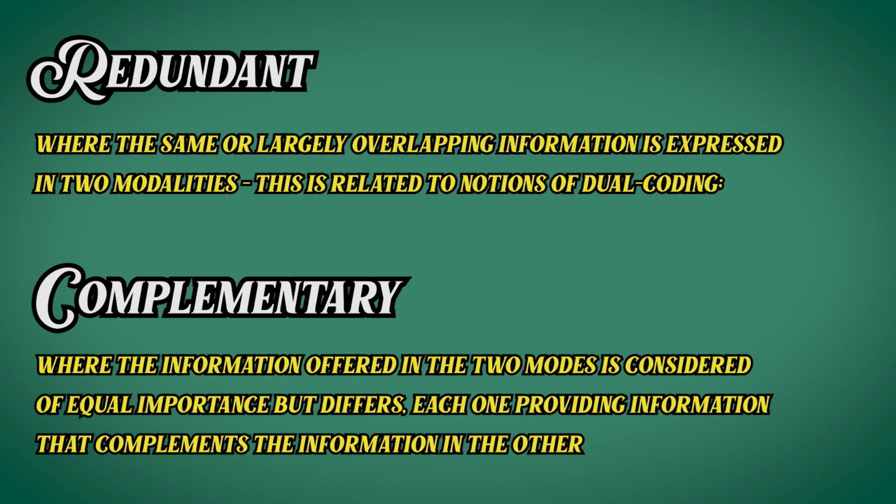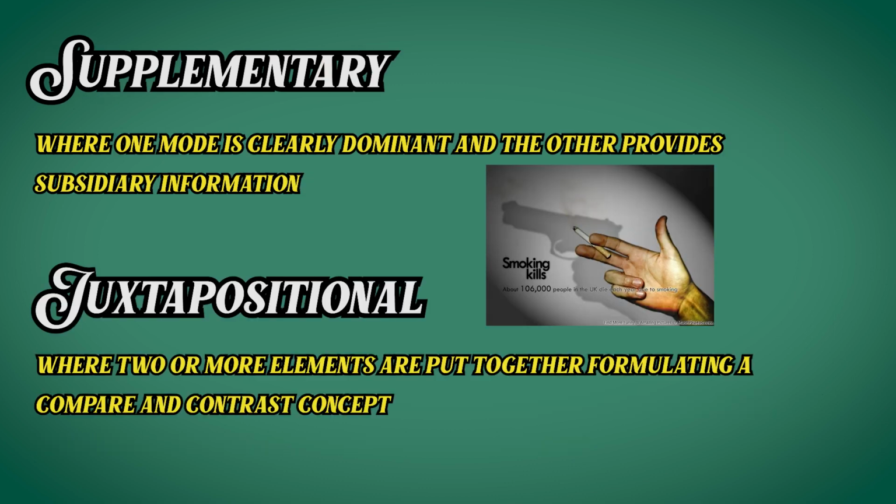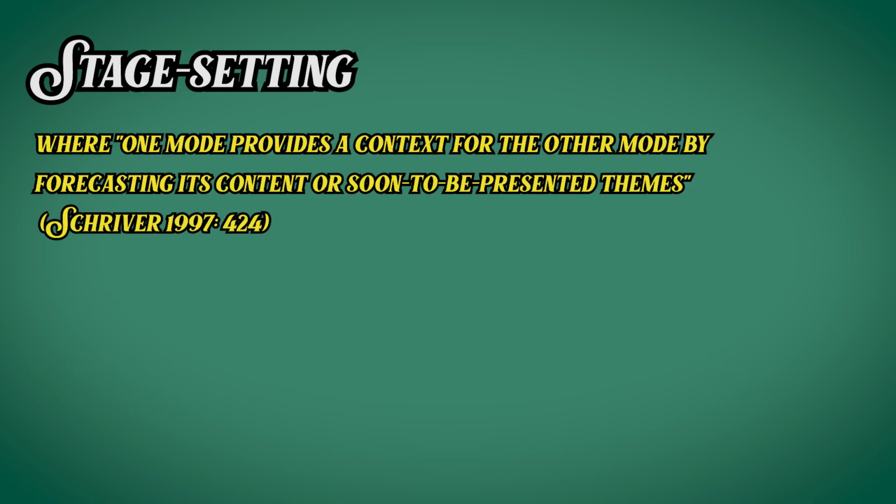Further, Shriver elaborates another categorization for possible text-image interactions from her account. Five essential relationships are provided by this suggestion, which integrates prior strategies with some new elements. So we have redundant and complementary, supplementary and juxtapositional, last but not the least, stage setting.